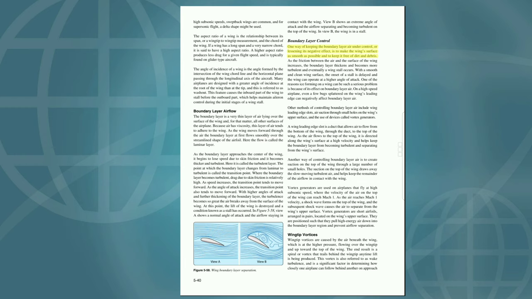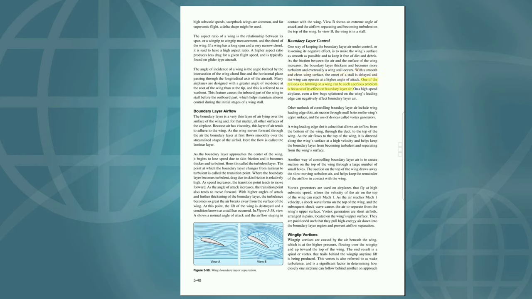One way of keeping the boundary layer under control, or lessening its negative effect, is to make the wing surface as smooth as possible, and to keep it free of dirt and debris. As the friction between the air and the surface of the wing increases, the boundary layer thickens and becomes more turbulent, and eventually a wing stall occurs. With a smooth and clean wing surface, the onset of a stall is delayed and the wing can operate at a higher angle of attack.